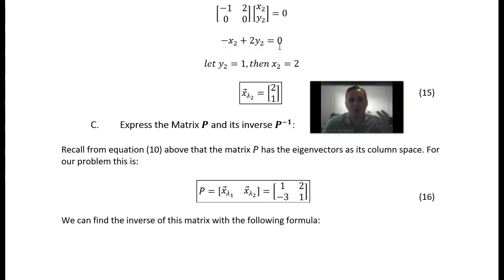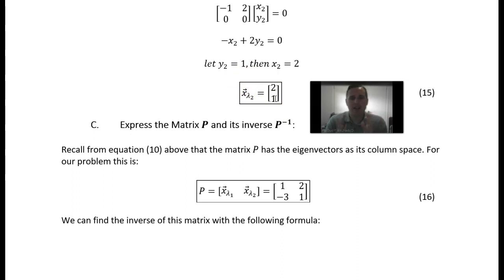Now again, one of these variables is free. So for convenience, let's choose y2 equal to 1 this time. Then x2 is equal to 2. So that means that the second eigenvector is 2, 1.